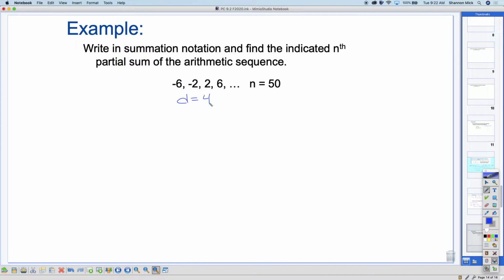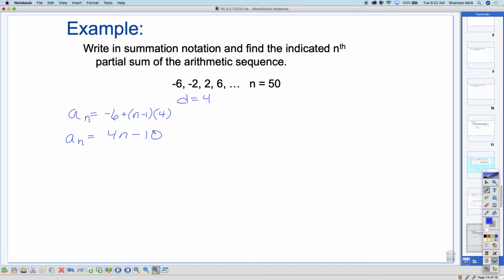Wait, how'd you find D is 4? Just from -6 to -2, -2 to 2, 2 to 6 is 4. Okay, did you get 4n minus 10? Yes.